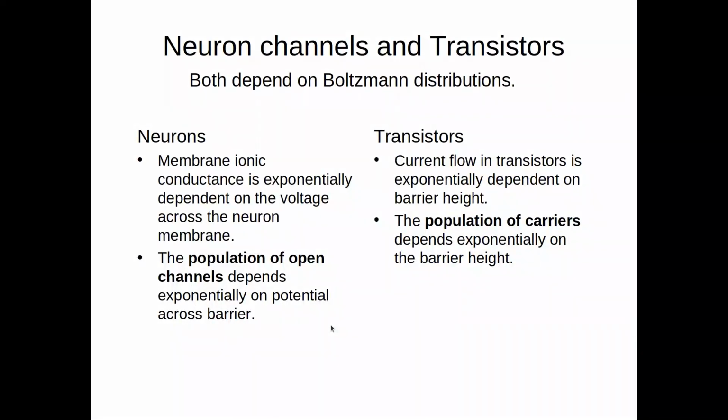So this is basically the analogy between neurons and transistors. They both depend on Boltzmann distributions. It's nice, they both have these exponentials, so we can really replicate the physics of cells by using semiconductors, p-n junctions and MOSFETs. In neurons, the current is due to these ionic conductances that change exponentially. So it's due to the sodium, potassium, and other ions that flow from inside to outside of the cell. In transistors, it's due to electrons and holes that depend exponentially on the barrier height. And the population of carriers depends exponentially on the barrier height. And here the population of open channels depends exponentially on delta V, on the difference across the barrier.